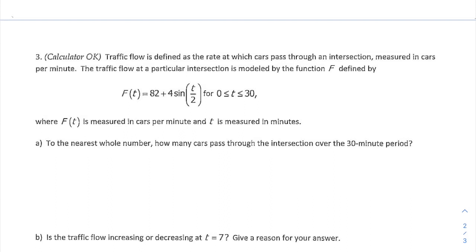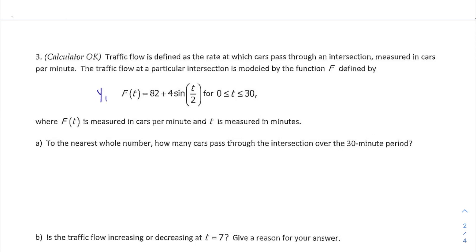Question 3. Traffic flow is defined as the rate at which cars pass through an intersection, measured in cars per minute. The traffic flow at a particular intersection is modeled by the function f defined below. F of t is measured in cars per minute and t is measured in minutes from 0 to 30. So I'm going to start by putting f of t into my calculator as y1 again.